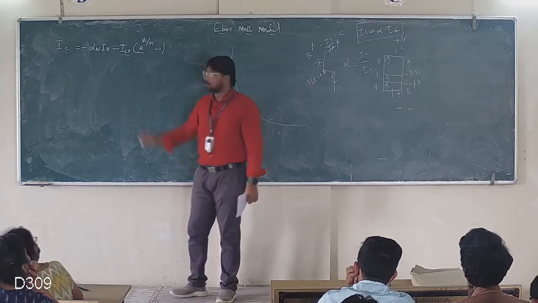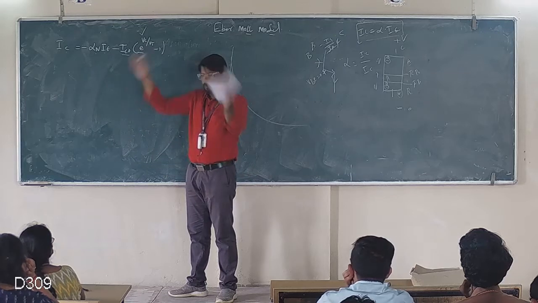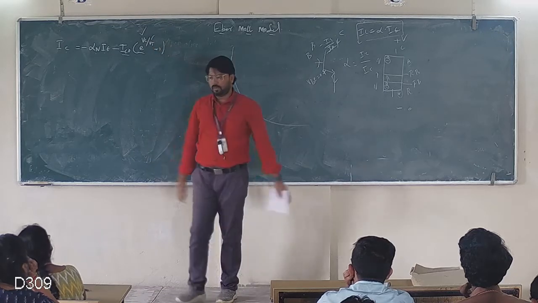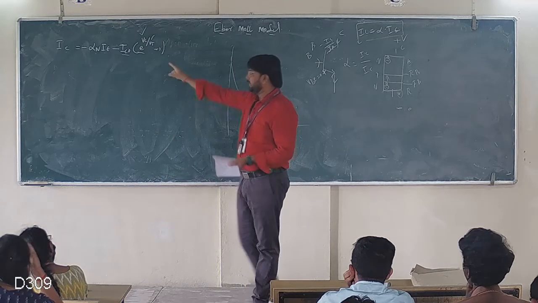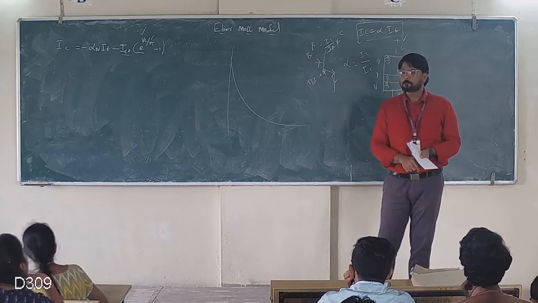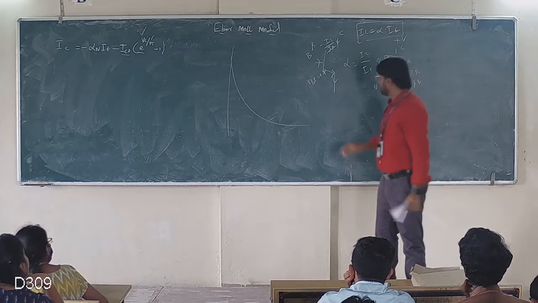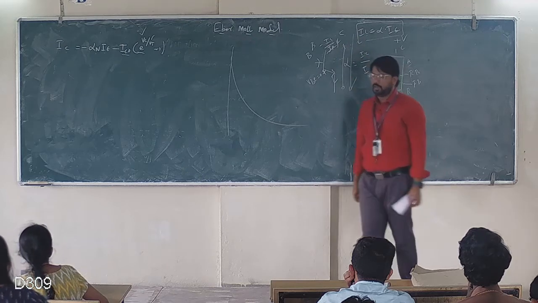With respect to what? With respect to applied voltage, with the boundary condition of volt equivalent temperature, e to the power of V by VT minus 1. This is called the current equation. Now, in general, IC is equal to minus. Why minus? Conventional current direction is opposite to the electron direction. That's why you put minus.